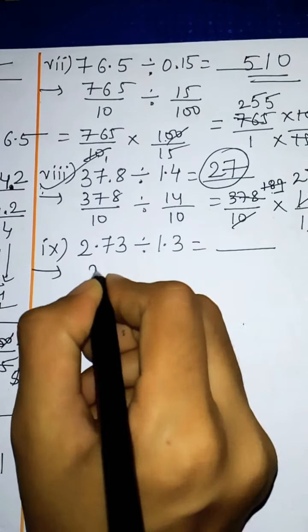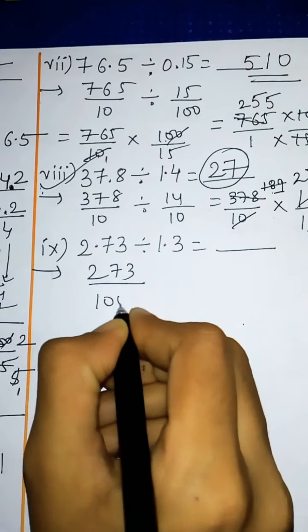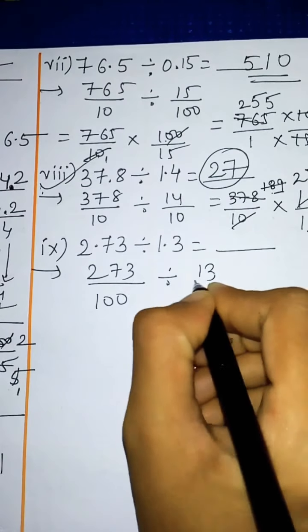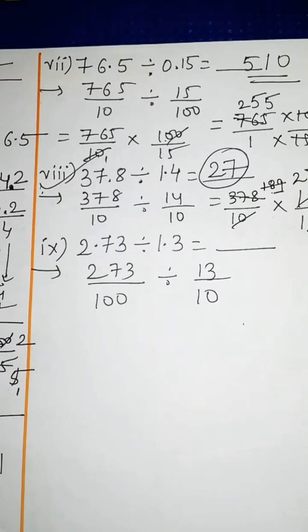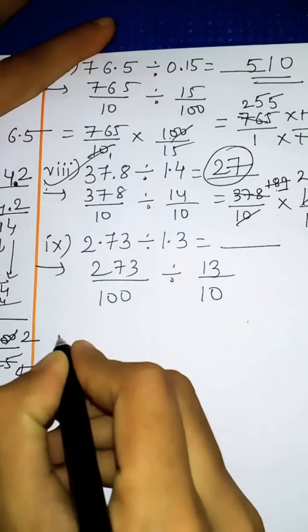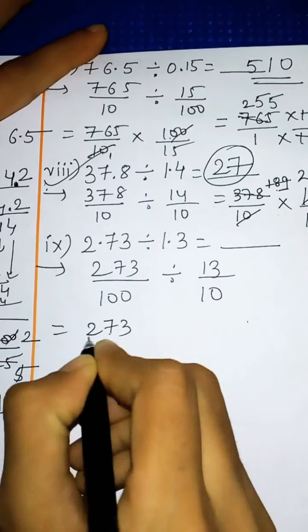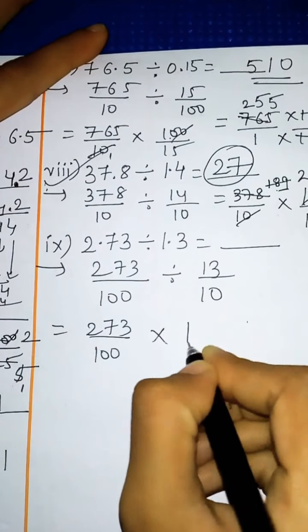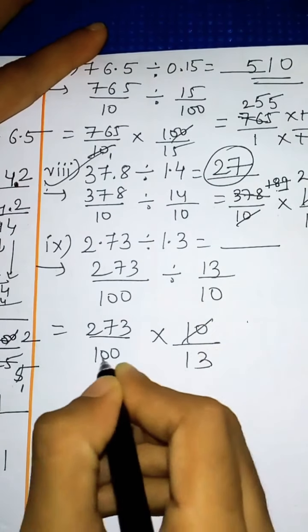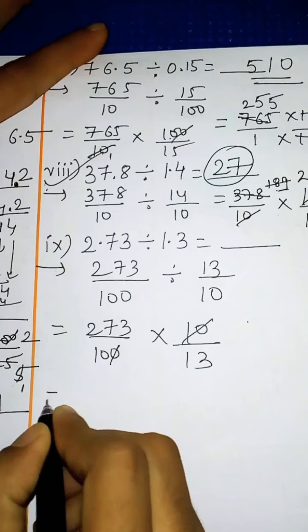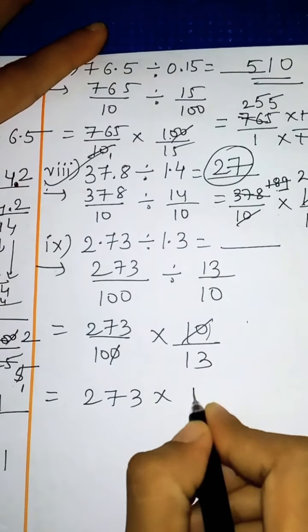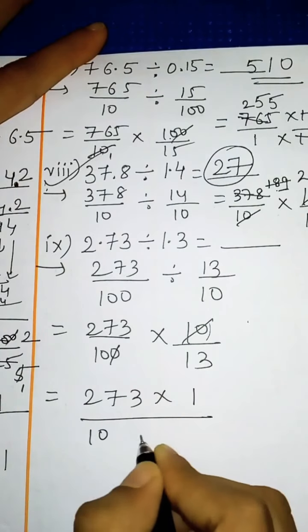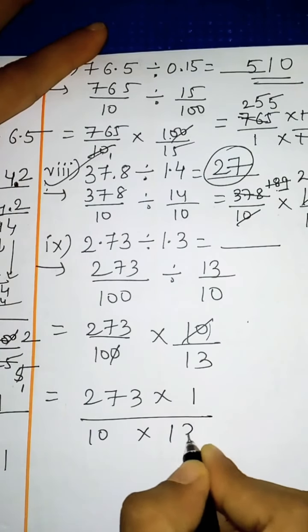2.73 divided by 1.3. So again 273 upon 100 divided by 13 upon 10. Now in the next step we will change the sign and take the reciprocal. So it will be 273 upon 100 into 10 upon 13. So this 0 and 0 cut. What is left with us? 273 into, here nothing is left, so 1. Here 10 is left and here into 13 is left.